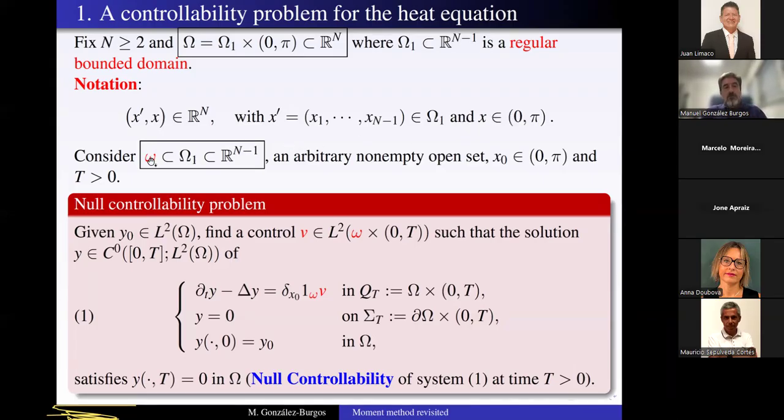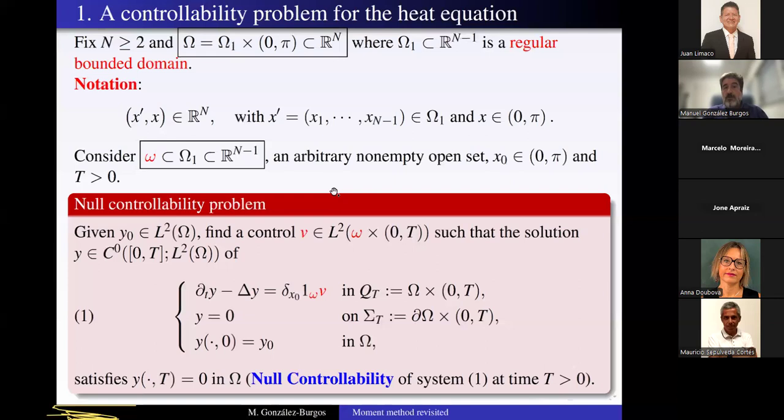On the other hand, we are going to fix a little omega, which is an arbitrary non-empty open set in Omega_1, and a point x0 in (0, pi), and a positive time T. With these elements, we pose the following null controllability problem. Given an initial datum y0 in L2, we want to find a control v in L2 of little omega times (0, T), such that the solution of this problem 1, which is the heat equation with a right-hand side, y equal to 0 on the boundary of the domain Omega, and the initial datum y at time t equal to 0 equal to y0, satisfies that the corresponding solution at time T is equal to 0. The right-hand side is the control.